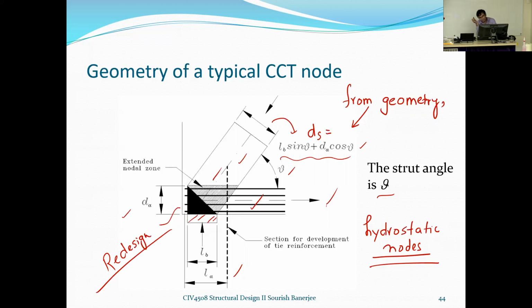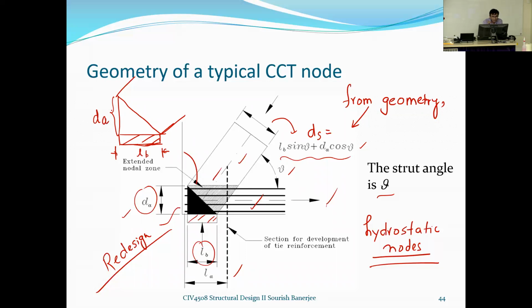Redesign the node. And redesign essentially means this will be changed, this will be changed, because the whole dimension of the node will change. The node might look like a bigger node, so that you get a greater depth here, isn't it? That's what the purpose is. So a bearing plate also has now become a larger bearing plate. That's okay, because we want to make the joint safe, and this is your depth of the tie. So your lb, and this becomes your da. All right.